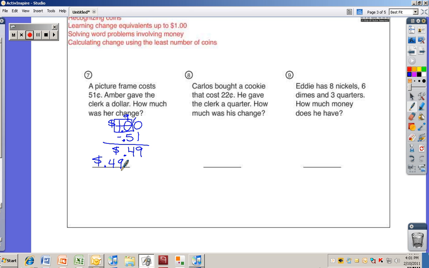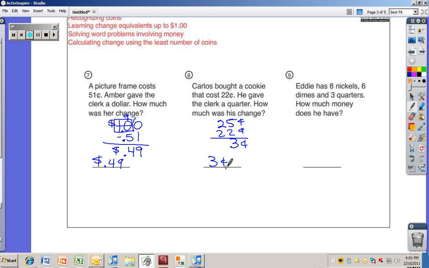Carlos bought a cookie that cost 22 cents. He gave the clerk a quarter. How much was his change? Well, a quarter is 25 cents. And if the cookie cost 22 cents, then he should have gotten 3 cents back from the clerk. A clerk, by the way, is the person that sells you something at a store.